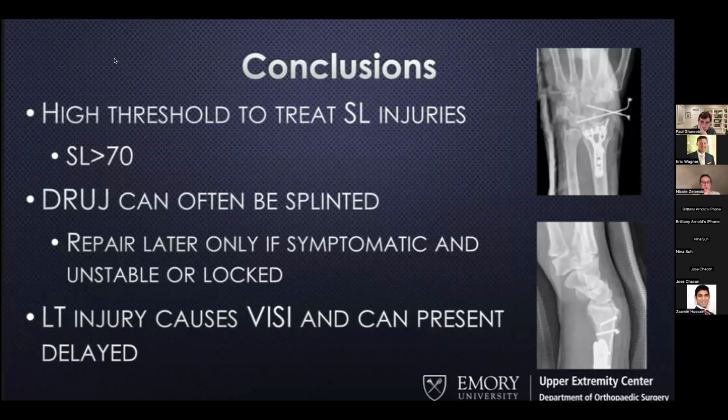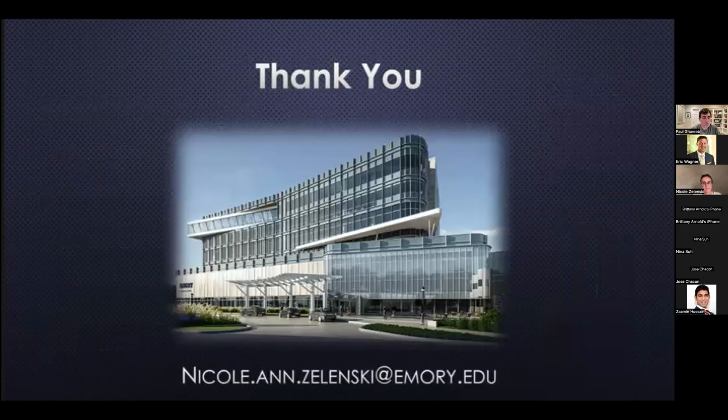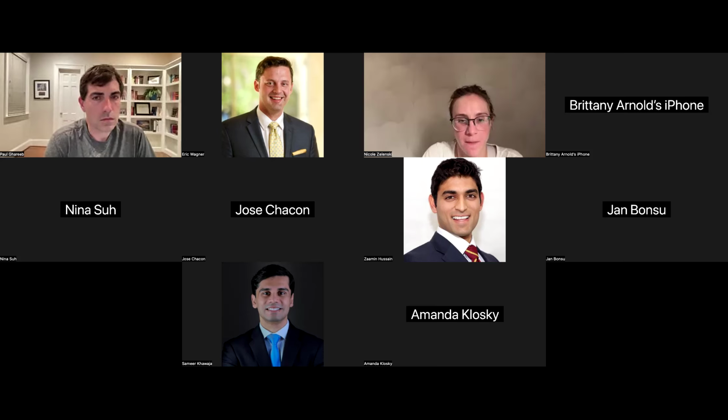So in conclusion, from this portion of that ICL, I typically have a high threshold to treat SL injuries, especially in young patients who have an SL angle over 70 degrees after reduction of the distal radius. The DRUJ really can often be treated in a splint, and can also be treated later if symptomatic and unstable or locked. And LT injury causes a VISI and can present delayed. All right, that's all I got, guys.